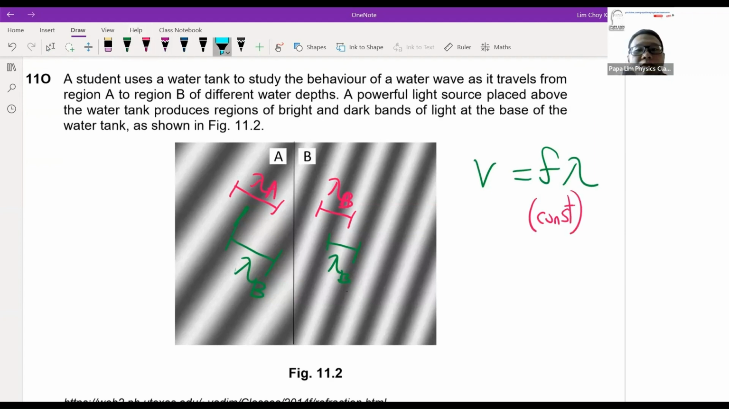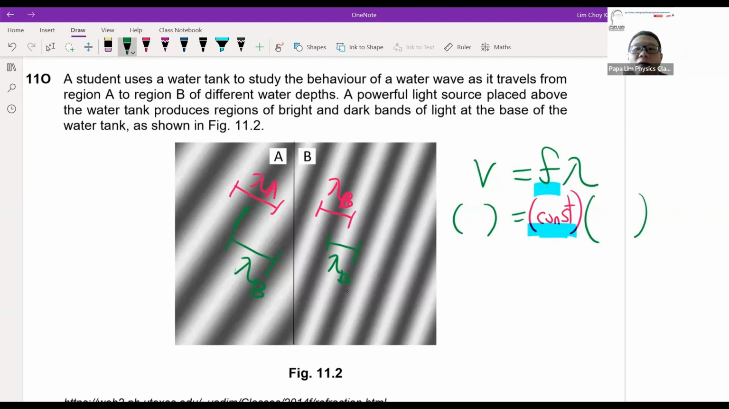Okay, so frequency is actually constant. So if frequency is constant, what will happen to the speed and the wavelength? To be exact, both of them are related. Which means that upon entering regions of different depth, you'll find that the speed of the wave will change.